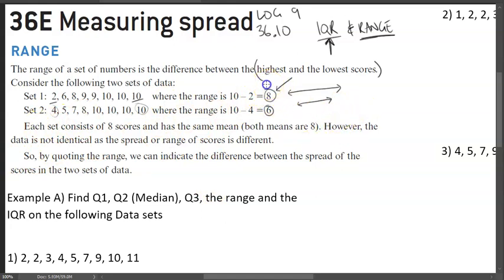This range is just another point of useful information when talking about data, okay? It does have importance depending on the data set and the context that we're talking about. So by quoting the range, we can indicate the difference between the spread of the scores in the two sets of data, okay? So the range is really simple. Take the highest, take the lowest, and then find the difference between the two.